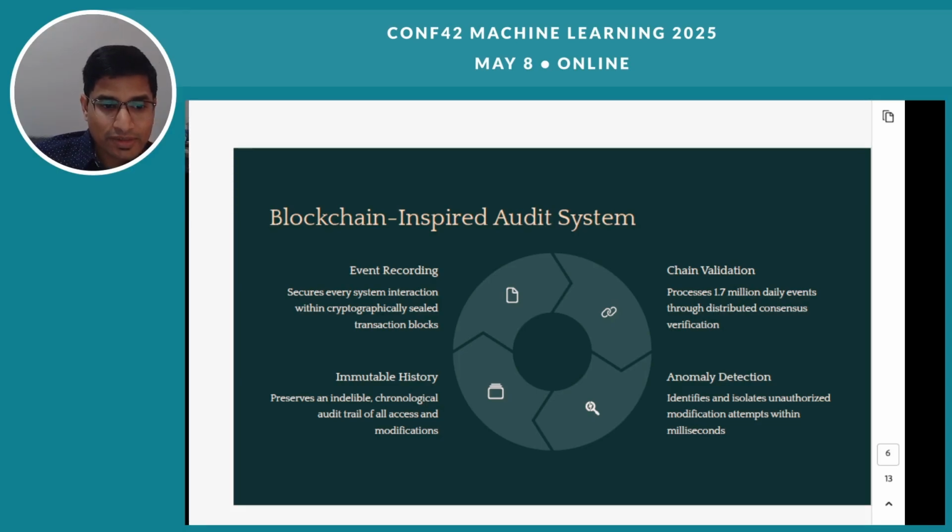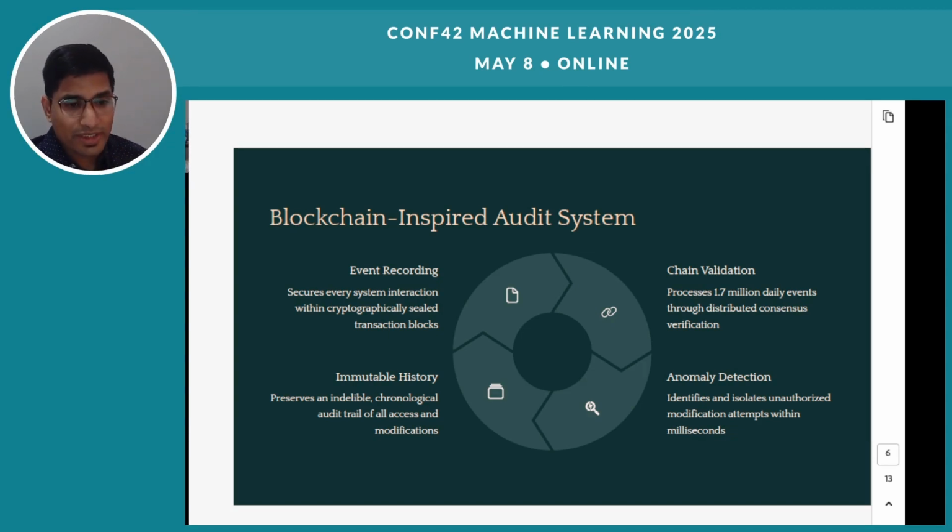Chain validation. The system should employ a distributed consensus mechanism capable of processing millions of events to validate the authenticity of every transaction, which is again very important to have in place. Along with that, the third point we should consider is anomaly detection. The system should build a mechanism that identifies and isolates unauthorized modification within milliseconds, to safeguard the system integrity proactively.